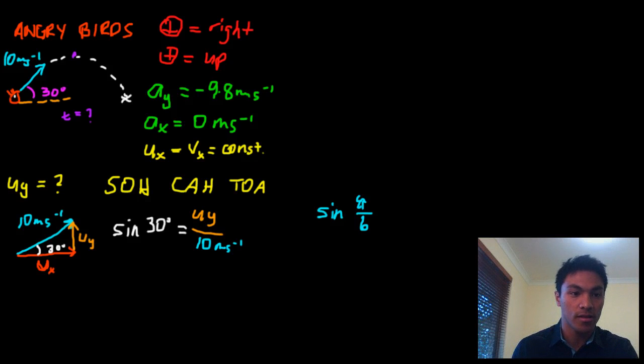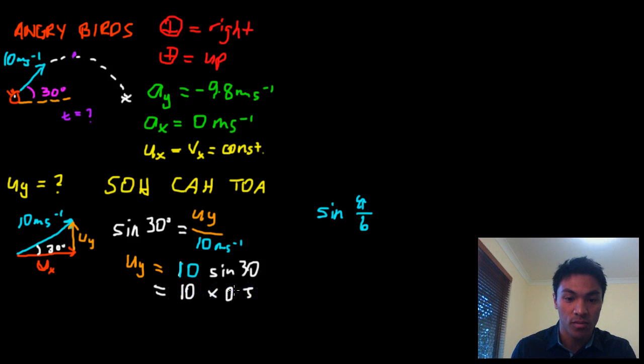So let's put that in. We can rearrange it. If we put in this as 0.5, we know that u, the initial velocity in the y direction, uy, is equal to 10 times sine of 30, which is 10 times a half, which will just give us an initial vertical velocity of 5 meters per second.